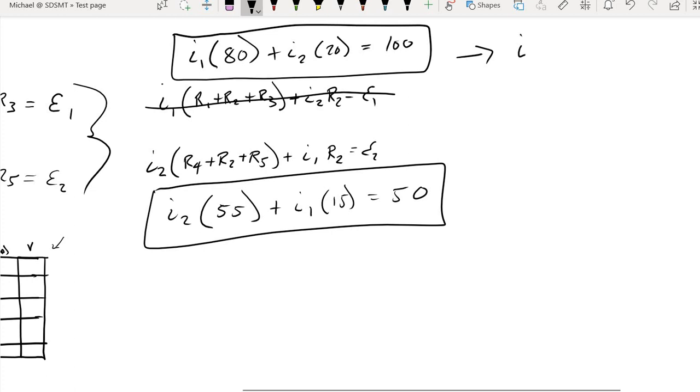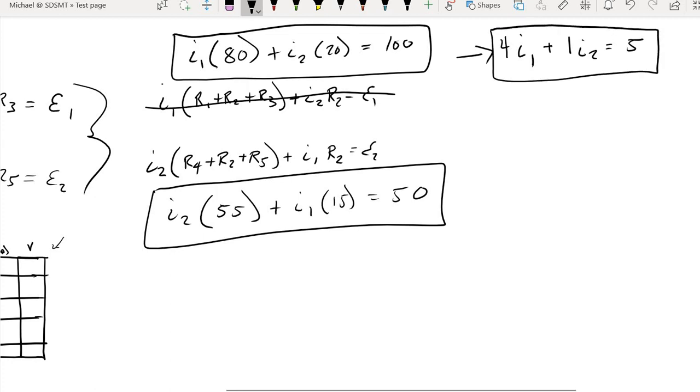So we get 4 times I1 plus, whoops, that's not right, I1 plus 1 times I2 equals 5. Oh, so this is starting to look better all the time. And then this bottom equation here, at the very least I could factor out a 5 from everything. So we would get 11I2 plus 3I1 equals 10.